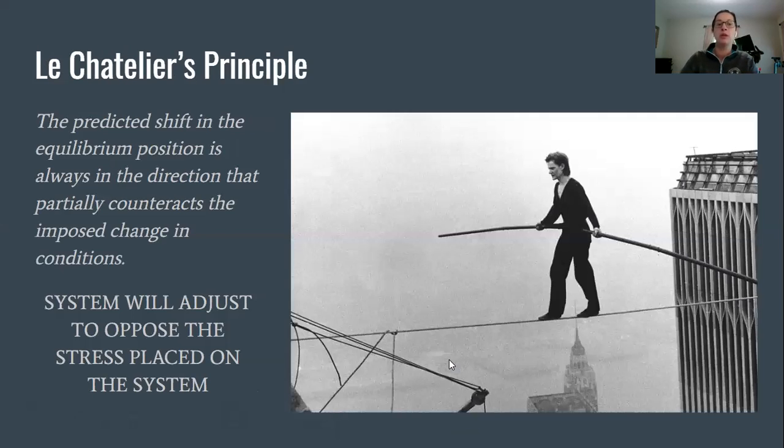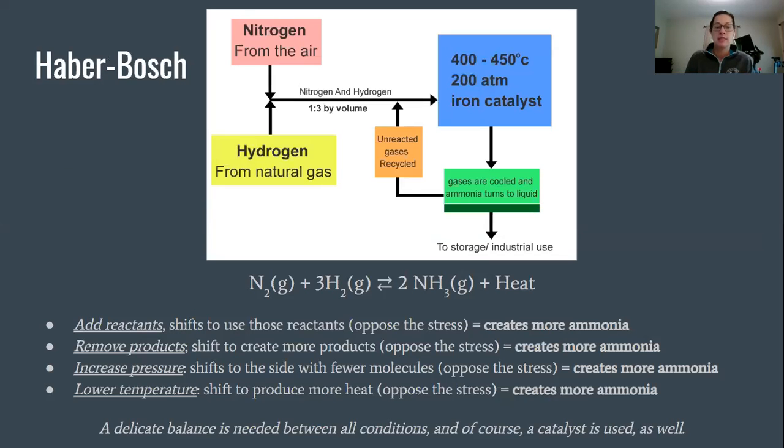Le Chatelier's principle says that the predicted shift in equilibrium's position is always going to counteract whatever stress is on the system. So the system will adjust to oppose the stress placed. So you can see this tightrope walker here. Say a big wind blew. He's going to teeter for a minute until he regains his balance, but he's going to oppose the wind until he can get back to his equilibrium, get back in balance. That's what happens here.